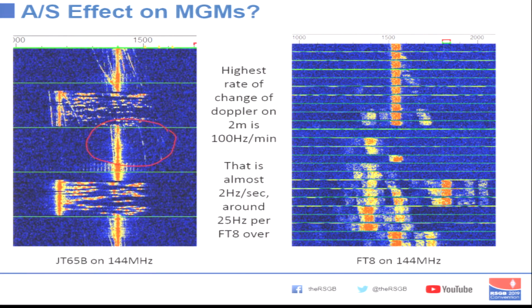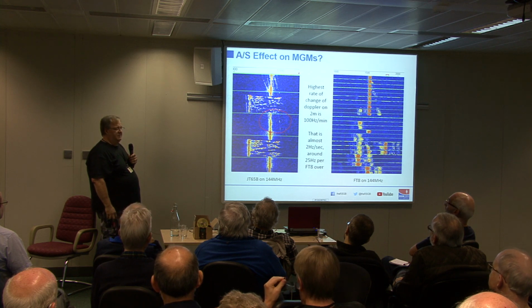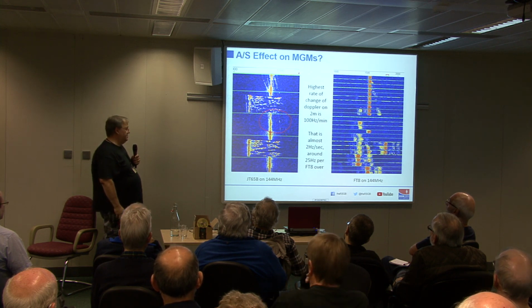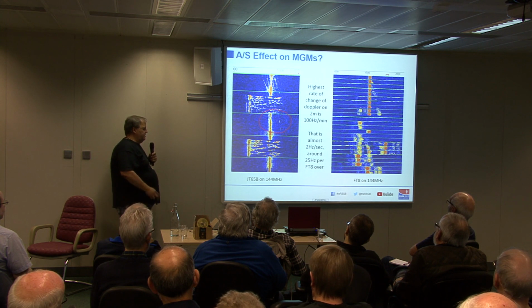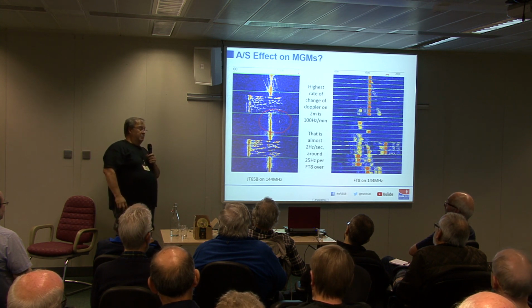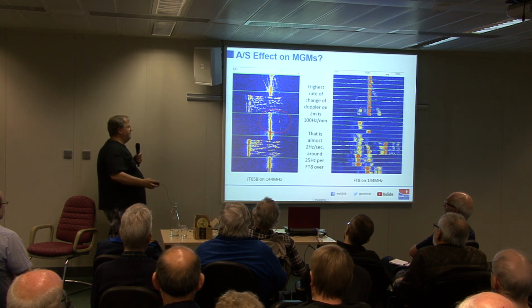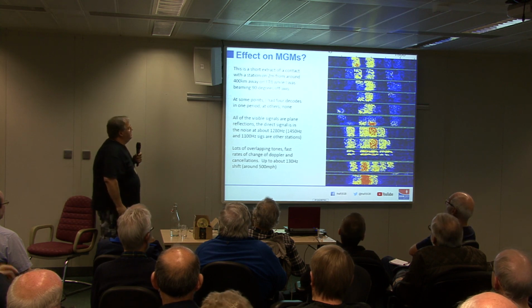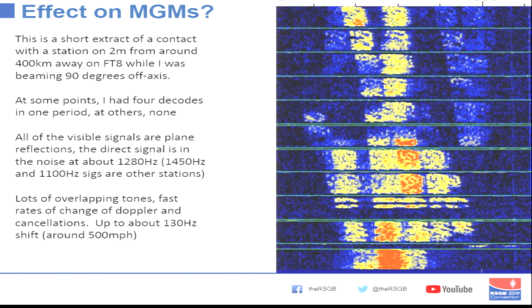But around about 2 hertz per second Doppler means that during the course of your transmission that you're trying to decode, the frequency's moved 25 hertz. Well, FT8's only 50 hertz wide, so that's going to cause us some interesting difficulties. JT65 actually has AFC built in, so you don't have much of a problem. So there's a contact, that's one station, apart from the smear over at the right. All of that was from one station, and none of it is the direct signal.